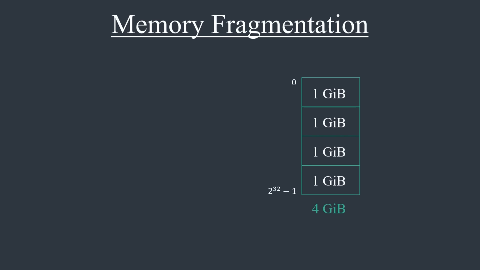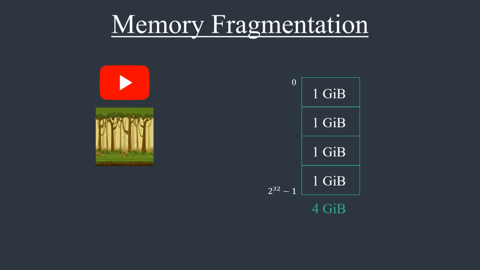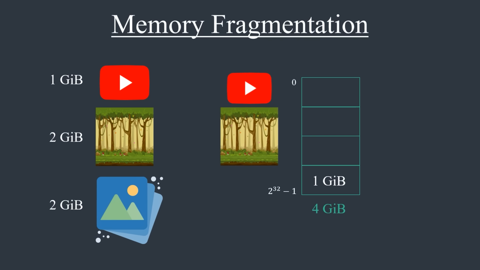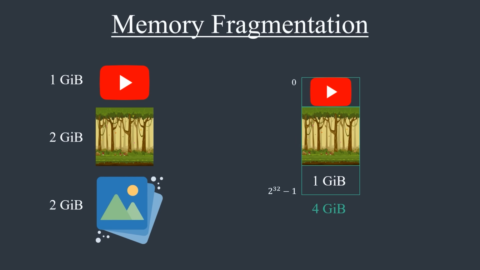Now let's look at the second problem. Let's say that we have installed 4 GB of RAM and we have 3 programs. A video player that runs a movie and needs 1 GB of RAM, a video game that needs 2 GB of RAM, and a photo editing software that also needs 2 GB of RAM. If we run programs 1 and 2, they can fit in memory. They use 3 GB, leaving 1 GB free.